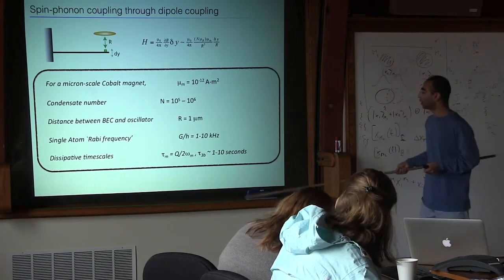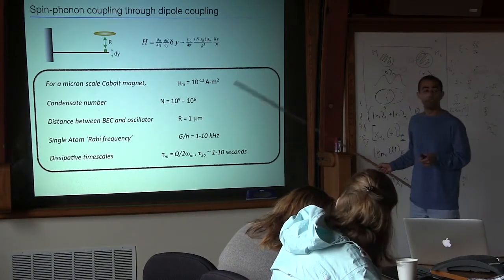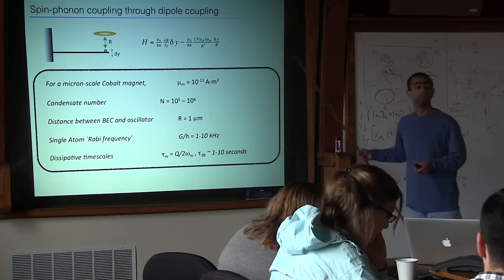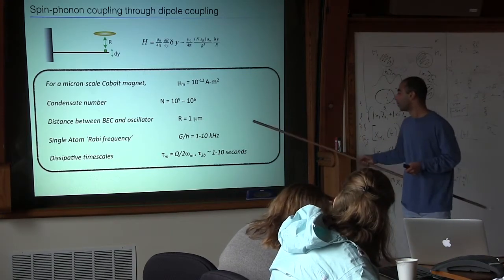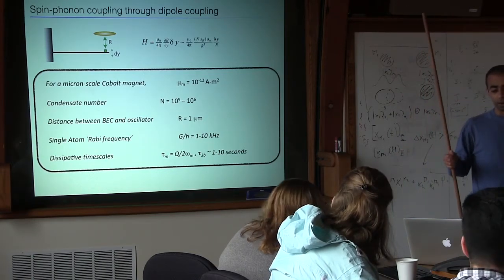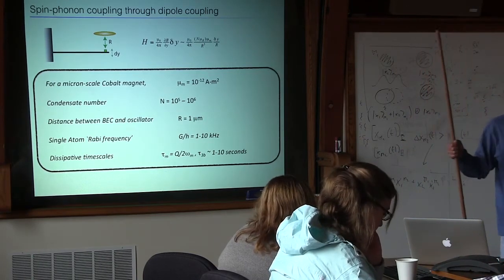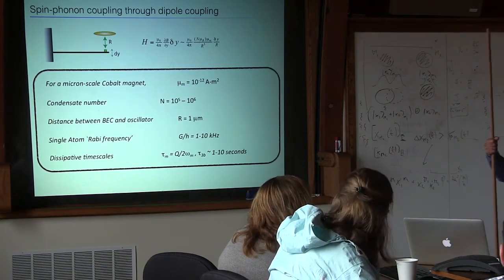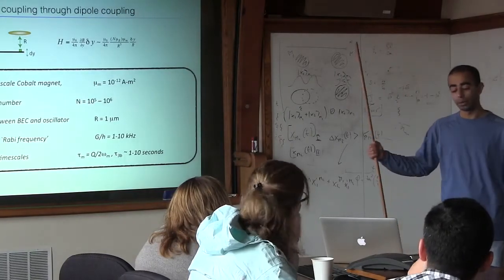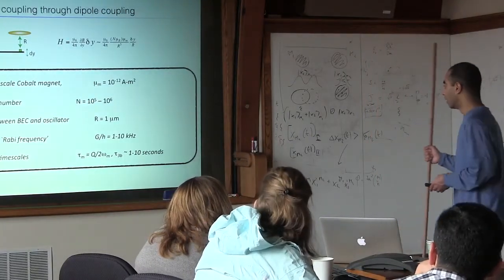Okay? And you put in the numbers and you say, well, the single atom Rabi frequencies are actually in the kilohertz range, but the dissipative time scales are extremely large, so the coherence time is extremely long, because of the condensate the atoms are not going anywhere, and so the coherence time is essentially limited by intrinsic loss processes like three-body loss, but that can be on the order of 10 seconds. Okay.